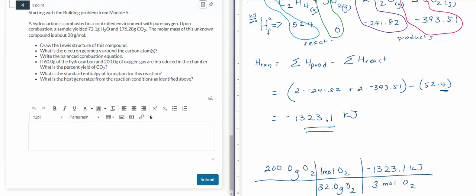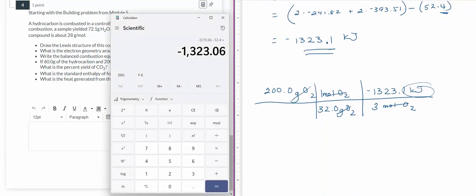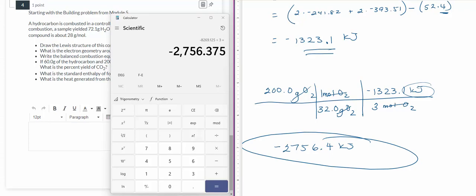Let's just double check our dimensional analysis. Grams of oxygen cancel with grams of oxygen. Moles of oxygen cancel with moles of oxygen. And we are left with kilojoules, not kilograms. So when we perform this calculation, we have our 1323.1 across the top, and we're going to multiply that by 200. We then divide that by 32 and 3 and get that we will produce negative 2,756.4 kilojoules of energy with these conditions.